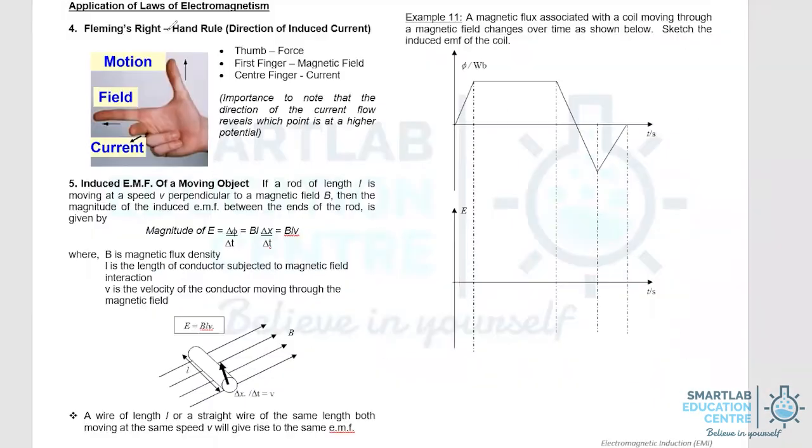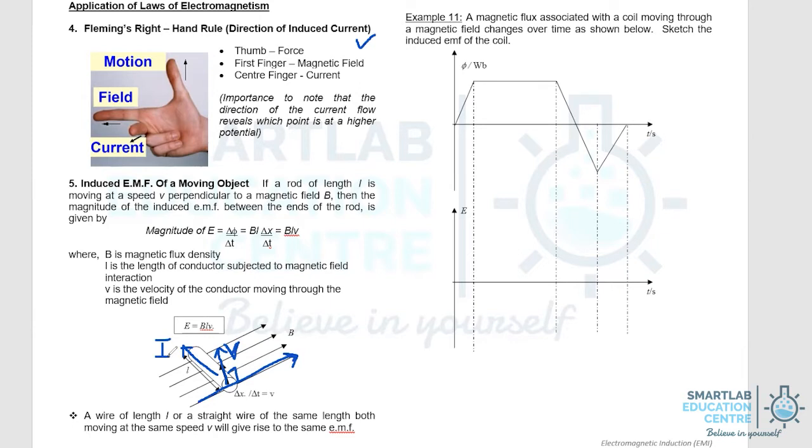Fleming's right-hand rule. Fleming's right-hand rule is used to determine the direction of the induced current flow. So for example, if we have a conducting rod moving in this direction, and it cuts across the magnetic field lines which are perpendicular to it, and using Fleming's right-hand rule, aligning the thumb to V and your first finger to B, we will be able to conclude that the induced current will flow in this direction.